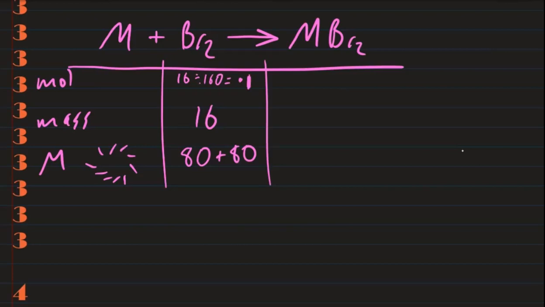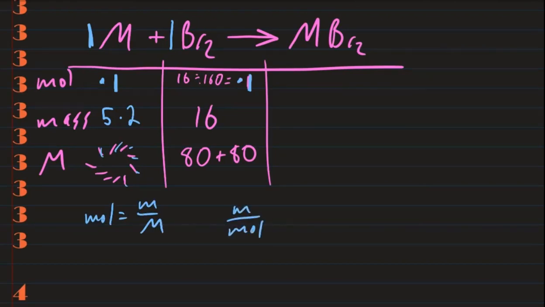All right. So using stoichiometric ratios, 1 bromine is to 0.1, as 1 metal M is also to 0.1. That's not so bad. The mass is given in the question, 5.2. So now I can work out the molar mass. So I always remember moles is mass over molar mass. So mass over moles is molar mass. So I've got 5.2 divided by 0.1. Oh, that's going to be 52. So what metal has a molar mass of 52? I don't even need to know. That's the answer, 52. So 3 is C.